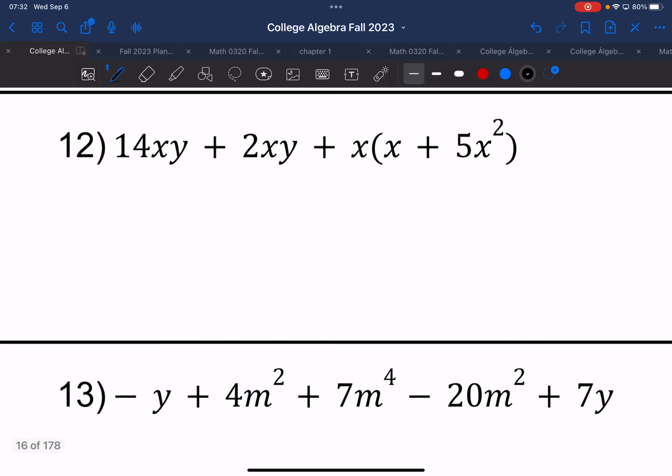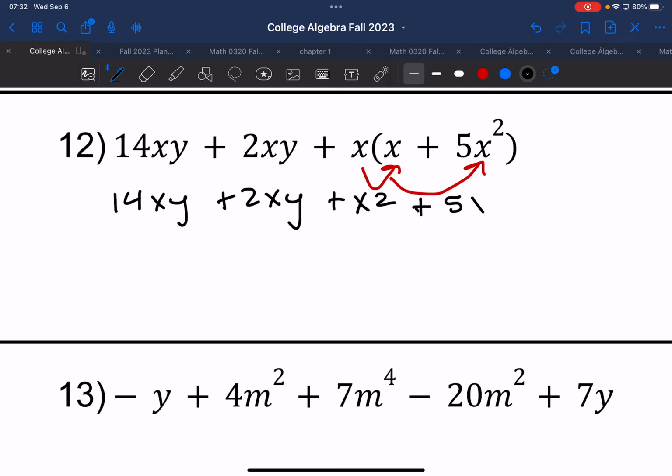Okay, number 12, what are we doing first? Distribute, good. Anytime you see anything outside of the parentheses, we are going to distribute. So that leaves me with 14xy plus 2xy plus x squared plus 5x to what power? Third. Because now we are having x being multiplied by x squared. There is one additional x, so x squared turns into x cubed.